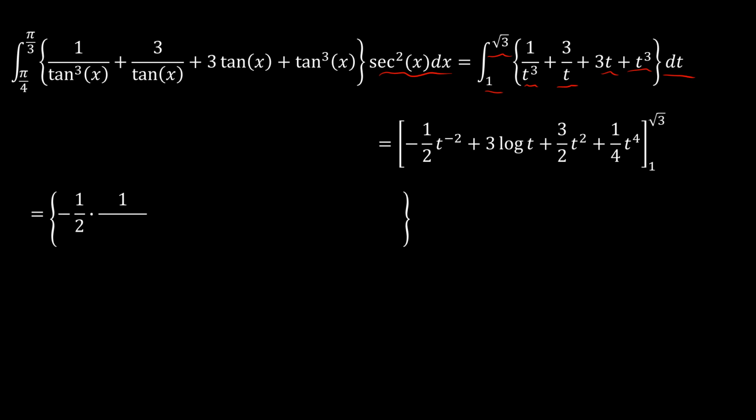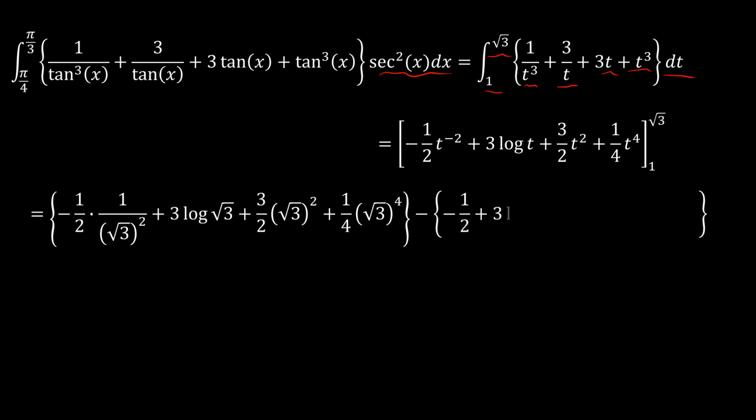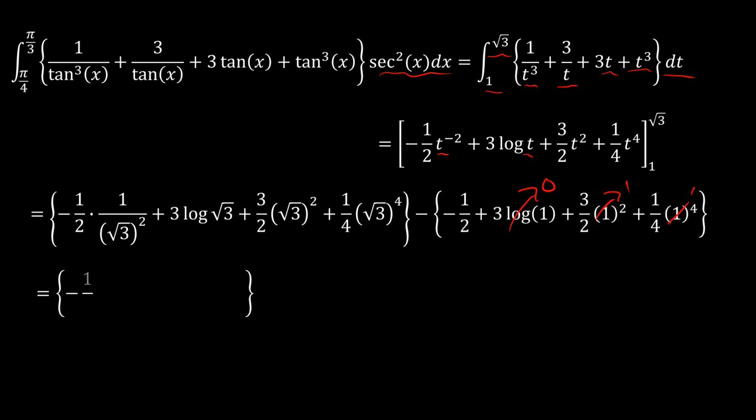So at the upper limit, when t tends to root 3, we have negative half over 1 over root 3 squared plus 3 log of root 3 plus 3 over 2 root 3 squared plus 1 quarter root 3 to the power 4, minus the lower limit: substitute 1 here, 1, and then here substitute 1, natural log 1, and then 3 over 2, 1 squared, and then a quarter, 1 to the power 4. So this goes to 1, this goes to 1, this goes to 0. And so as we go ahead, root 3 squared is the same as 3.